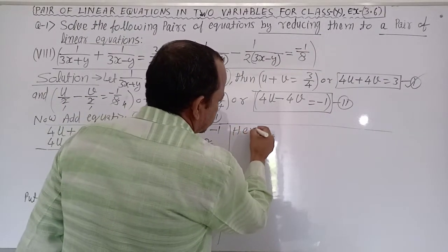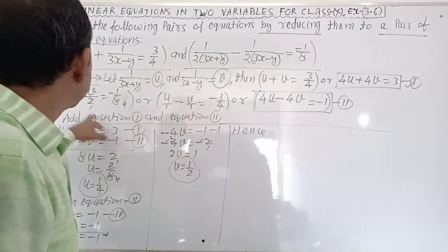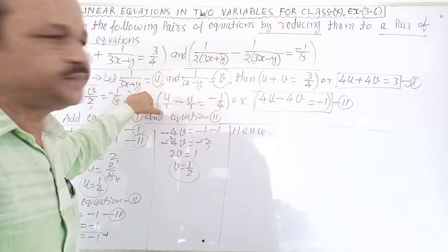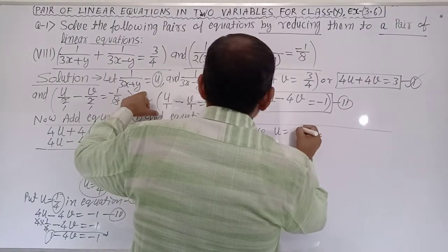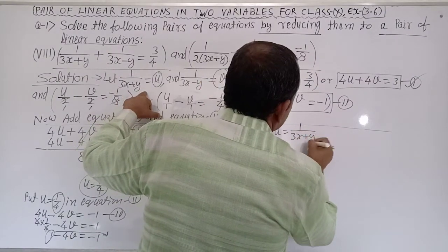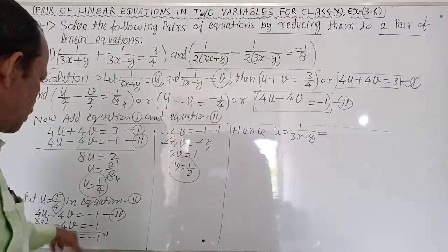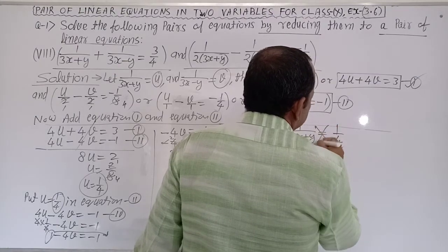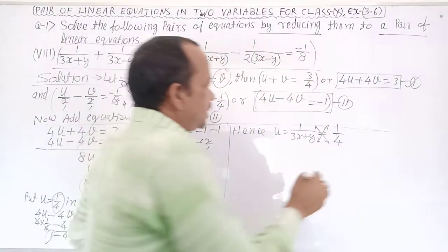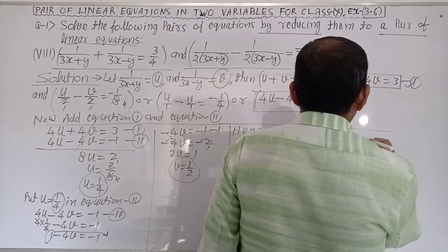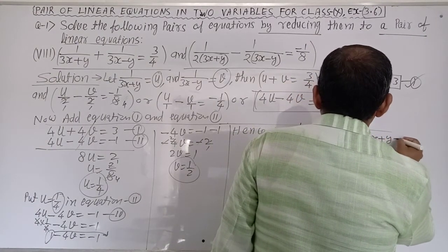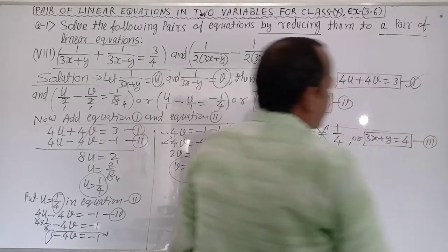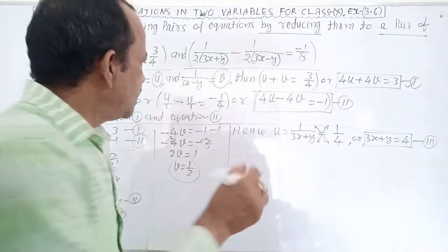Hence, here u equal to 1 by 3x plus y equal to 1 by 4. Cross multiply. Clear? It becomes 3x plus y equal to 4. It is equation third. Clear?